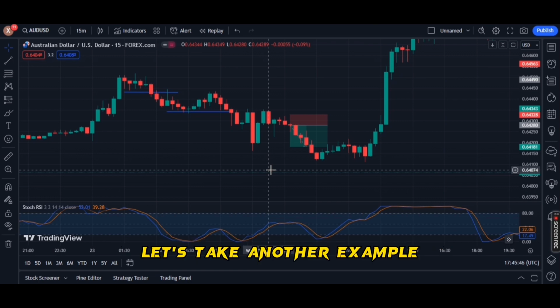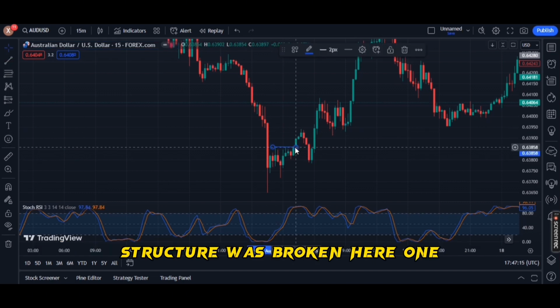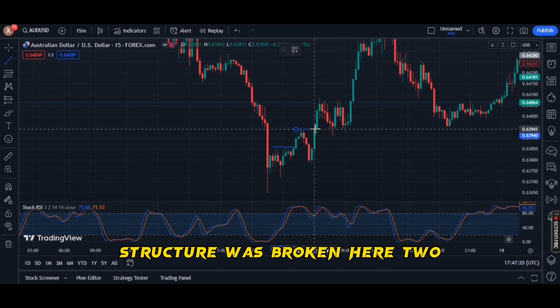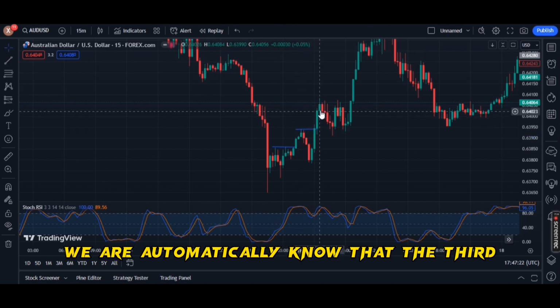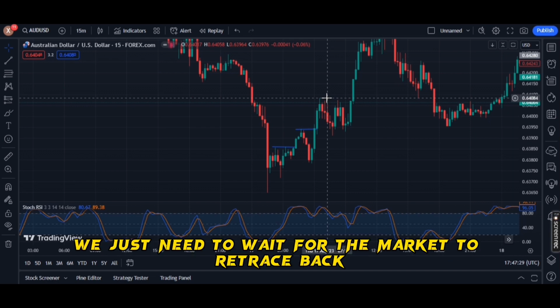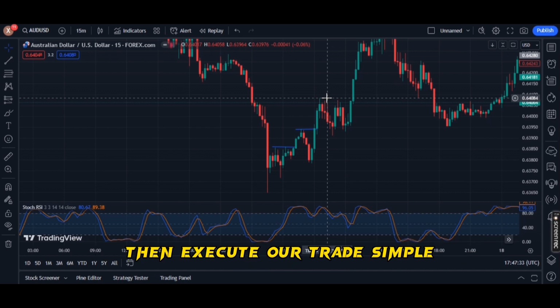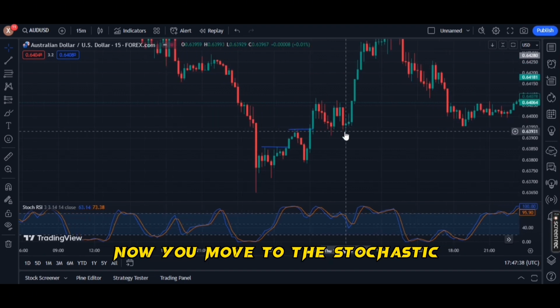Okay, let's take another example. You can see structure was broken here, 1. Structure was broken here, 2. We automatically know that the third one will give us a strong bullish trend. What we need to do is wait for the market to retrace back, then go to our stochastic oscillator, then execute our trade. Simple.